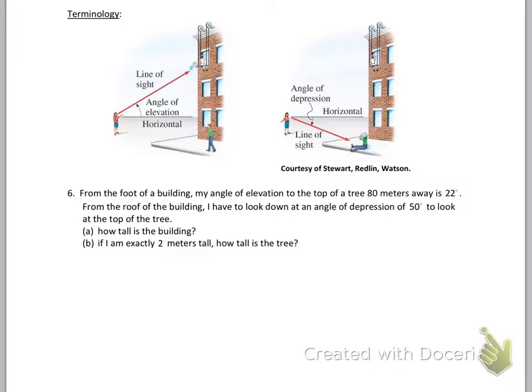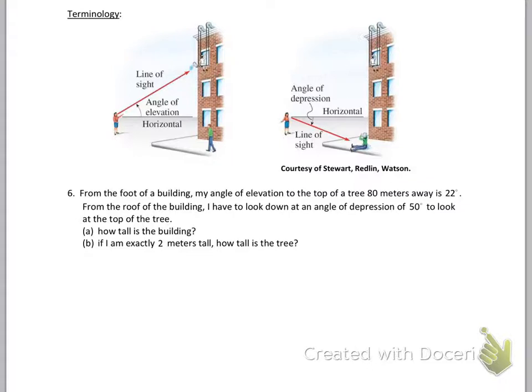So for this one, from the foot of a building, my angle of elevation to the top of a tree 80 meters away is 22 degrees. From the roof, I have to look down at a depression of 50 degrees to look at the top of the tree.